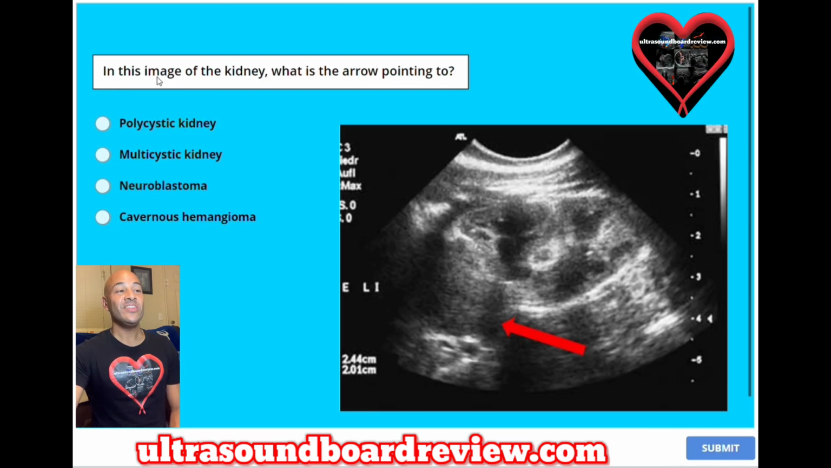Question 115. In this image of the kidney, what is the arrow pointing to? A, polycystic kidney, B, multicystic kidney, C, neuroblastoma, or is it D, cavernous hemangioma? The answer is C, neuroblastoma.